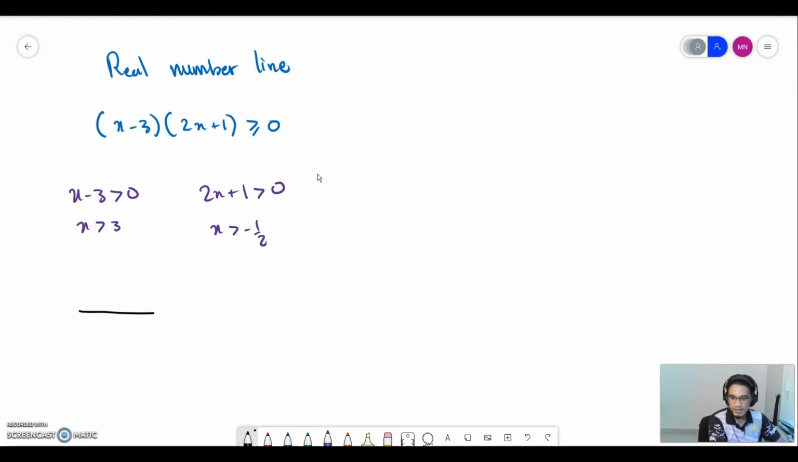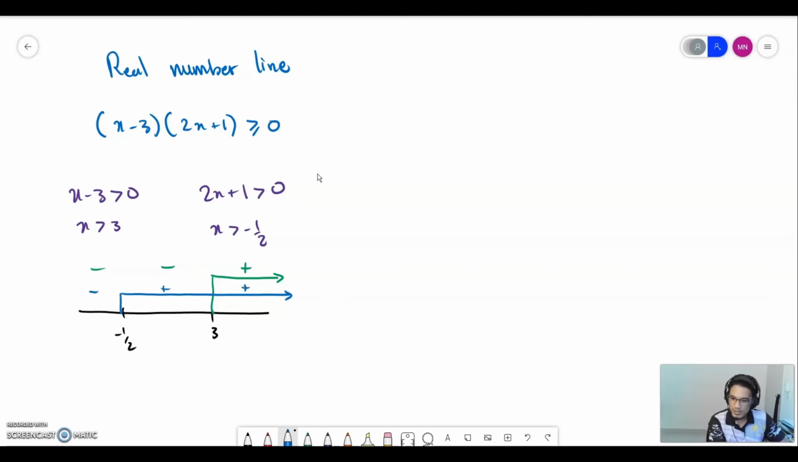Then we draw a line, negative 1 over 2, and we have 3. Okay, so we have x is bigger than 3. So that means our arrow will go to the region that is bigger than 3. And where the arrow goes, there goes the positive sign. Okay, then x is bigger than negative 1 over 2. So the arrow will go to the region that is bigger than negative 1 over 2. Where the arrow goes, there goes the positive sign. Where the arrow doesn't go, there goes the negative sign. Okay, then the multiplication of negative and negative is positive, negative and a positive.